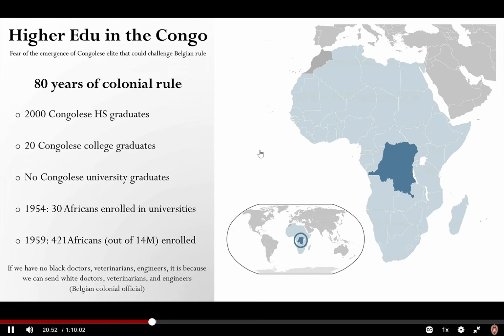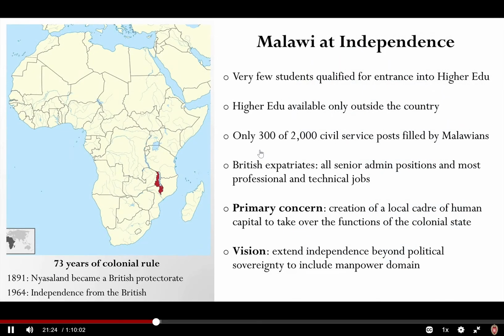And this is the point I want to make very emphatically right now: the history of colonialism was not just brutal in nature. It was also intended to make sure that no Congolese students would compete or challenge Belgian colonial rule. There was that fear that the emergence of a Congolese elite would challenge Belgian rule in the Congo. And if we switch to Malawi, the situation was different in its own way, but the bigger story is really the same.